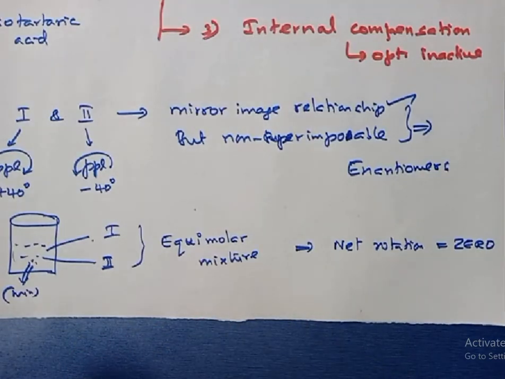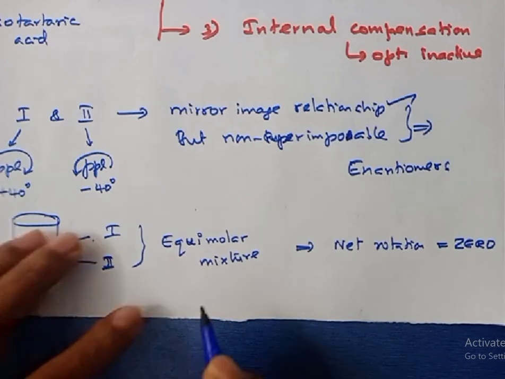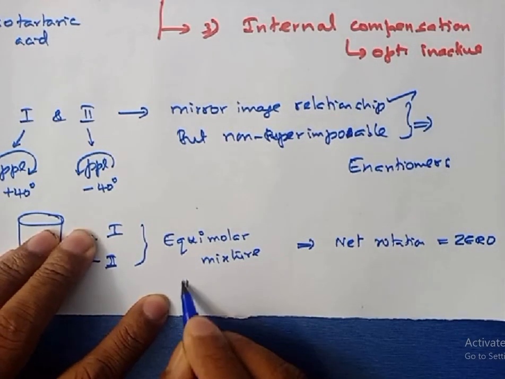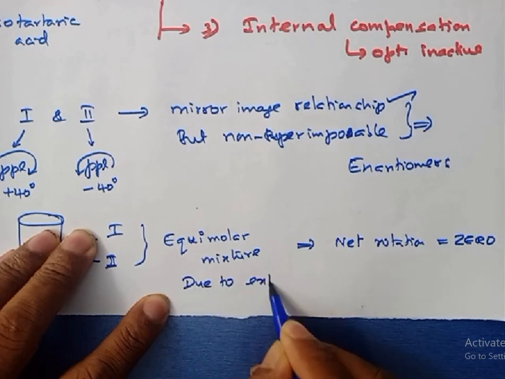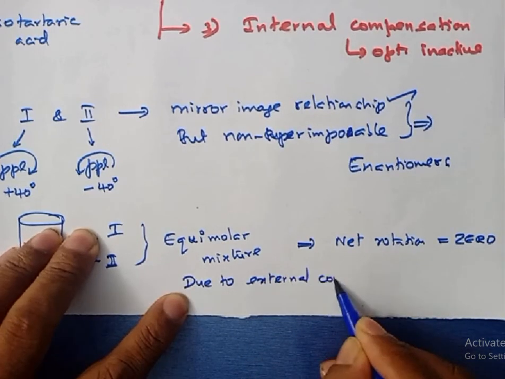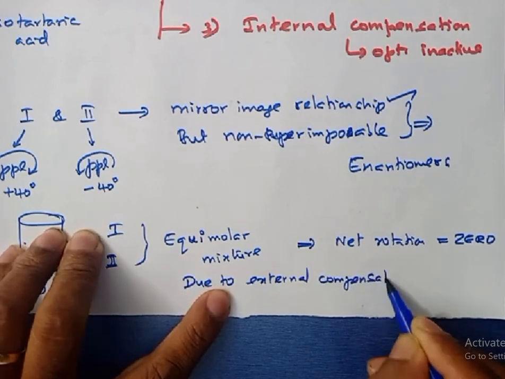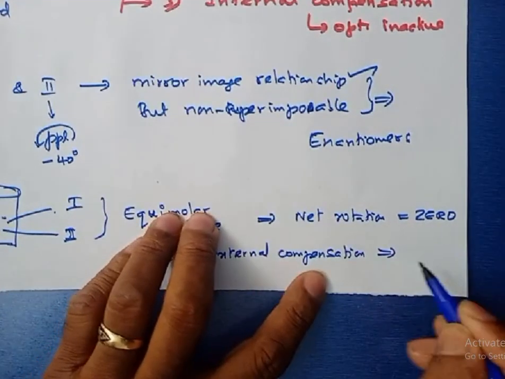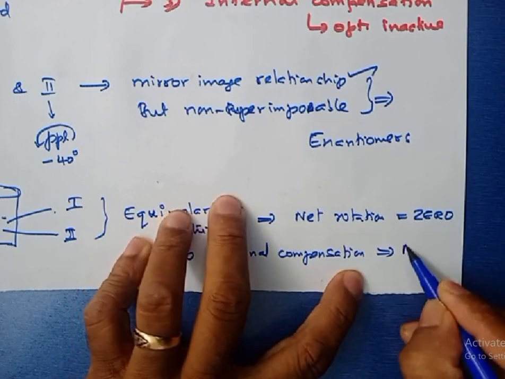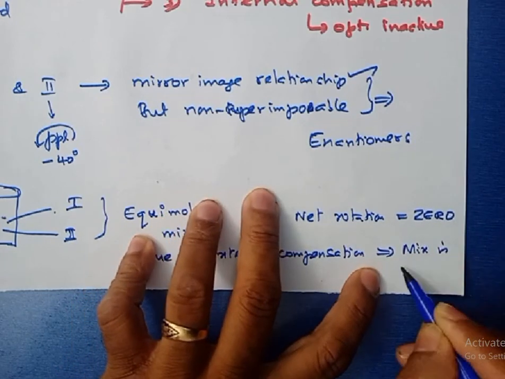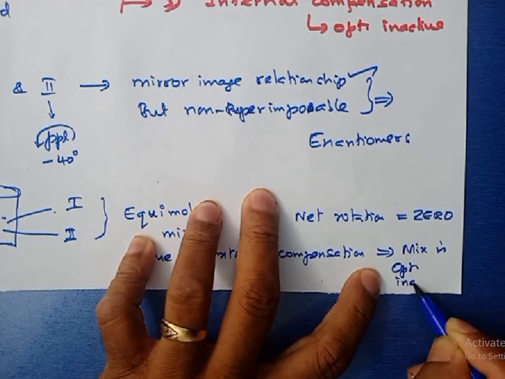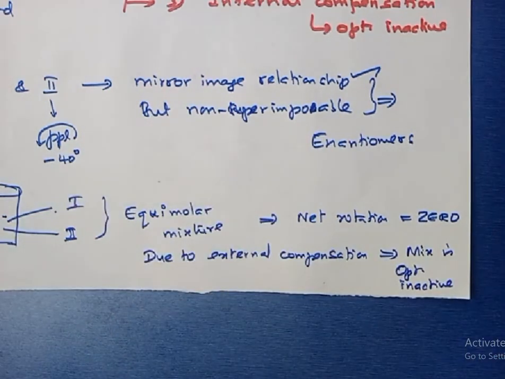This type of compensation, see, here the compensation occurs between two different molecules, not within one molecule. Compensation occurs between two molecules. It is called external compensation. Due to external compensation, the mixture is optically inactive. Note down. Very, very important. Due to external compensation, the mixture is optically inactive.